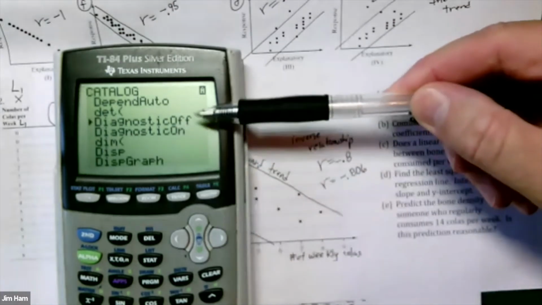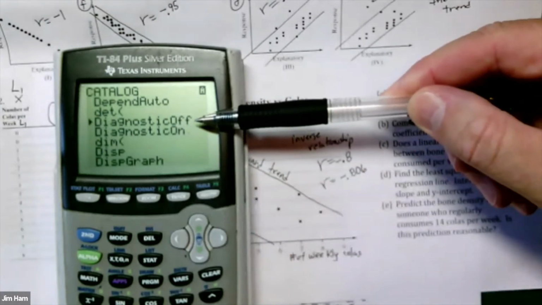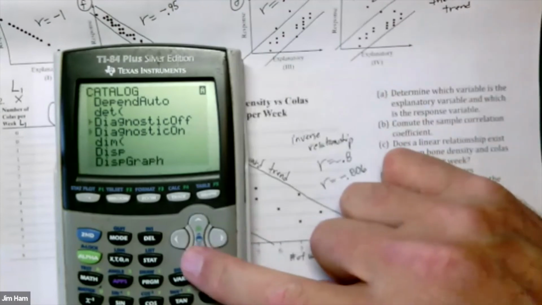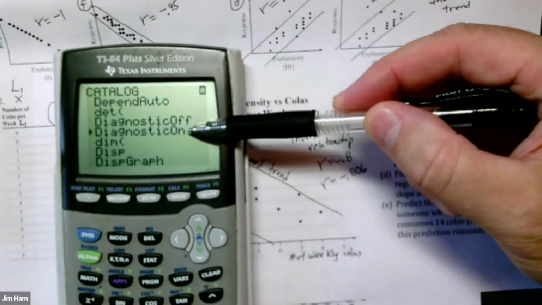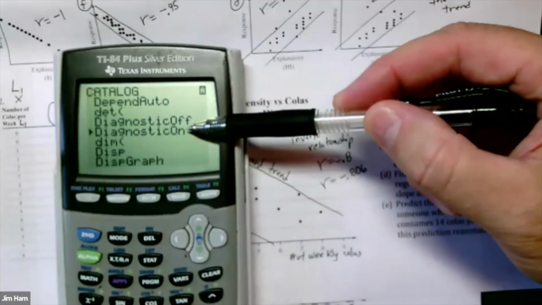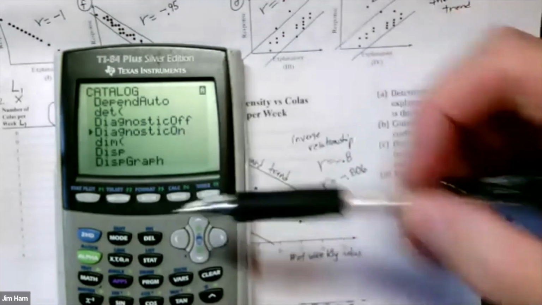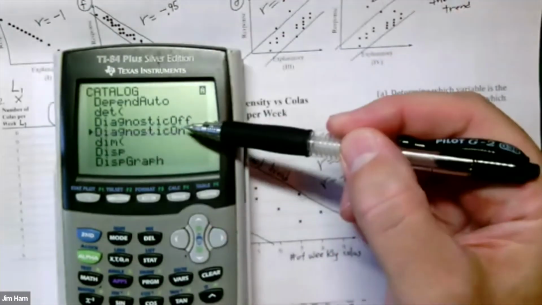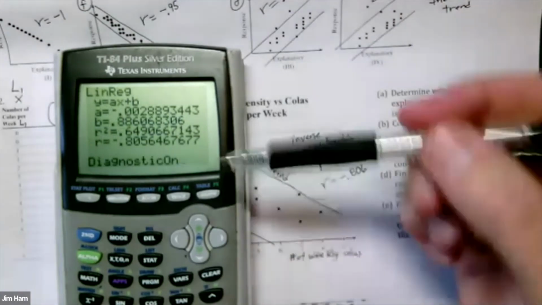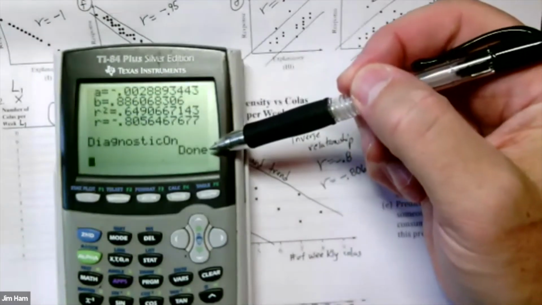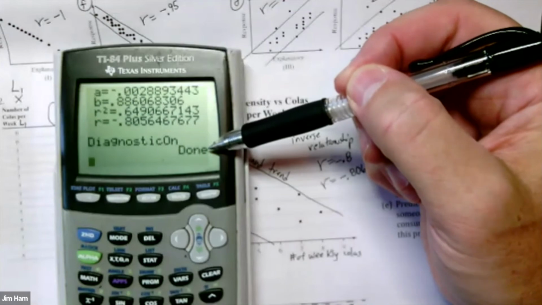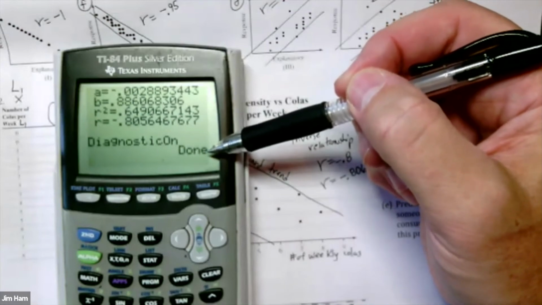Then there are 2 commands here. One is turn the diagnostic off, and the other one is turn the diagnostic on. You want to select turn the diagnostic on. Everybody has to do this one time if you don't see R and R squared. With the little triangle pointing at diagnostic on, we hit enter. That command, diagnostic on, will go to our home screen. Then we hit enter again, and nothing interesting happens. It just says, okay, done. I've turned the diagnostics on.